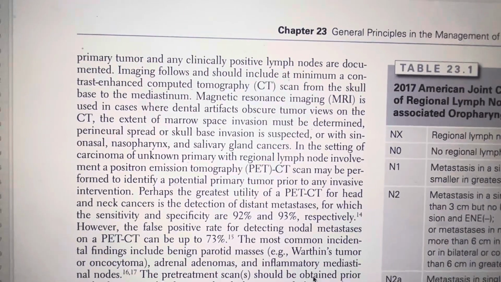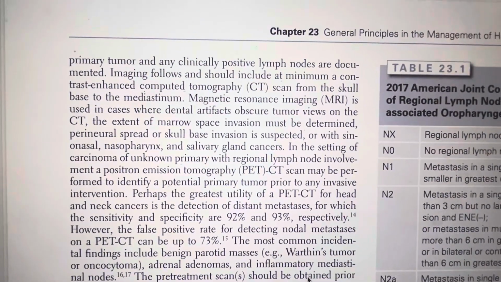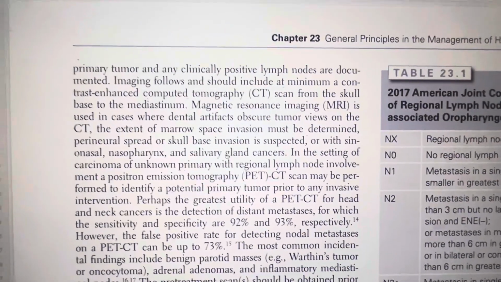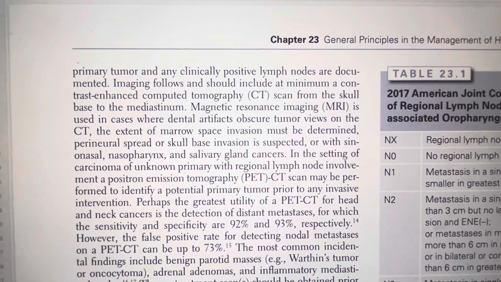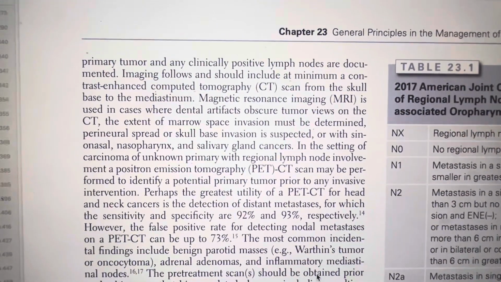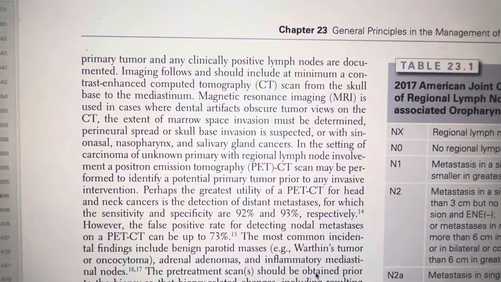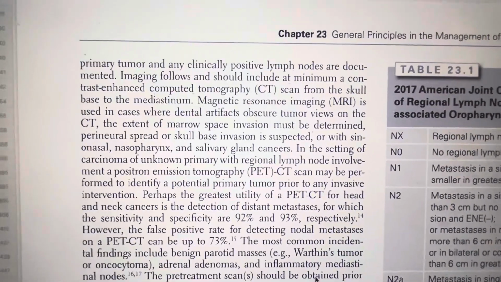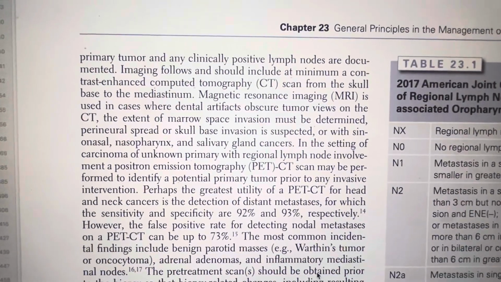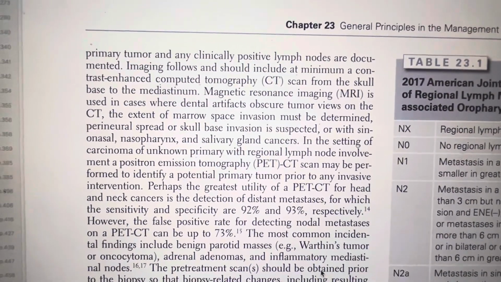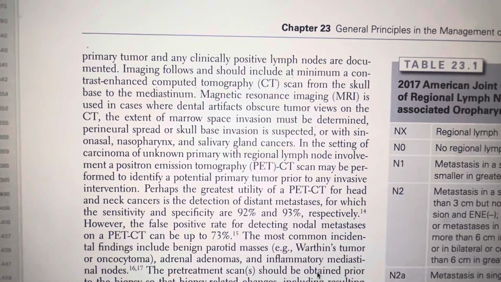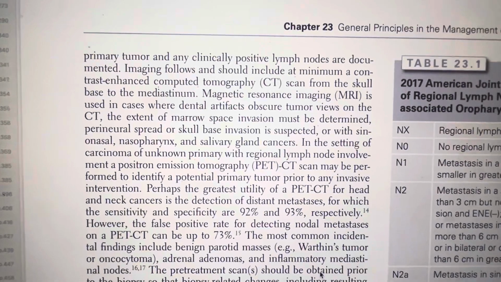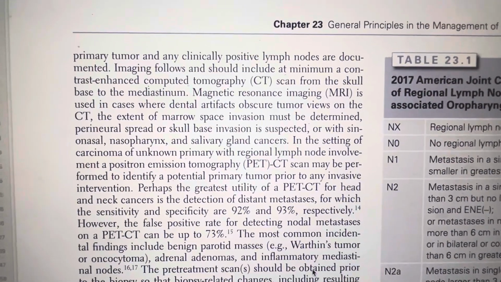Imaging follows and should include at minimum contrast enhanced CT from the skull base to the mediastinum. MRI is used in cases where dental artifacts obscure tumor view on CT. The extent of marrow space invasion must be determined. Perineural spread or skull base invasion is suspected, or with sinonasal, nasopharynx and salivary gland cancer.